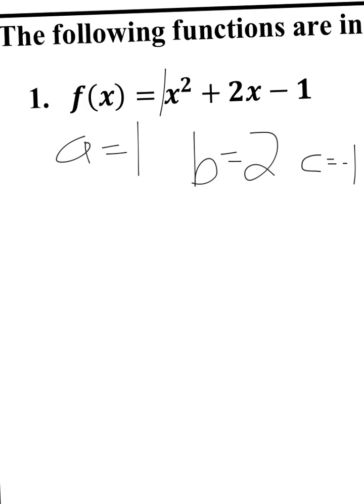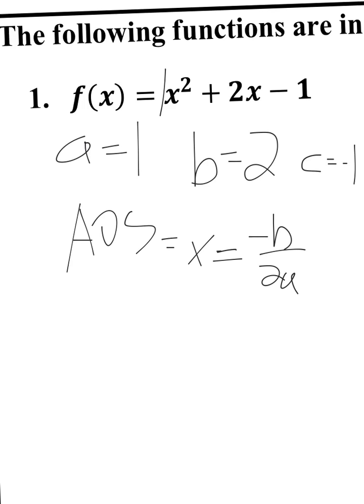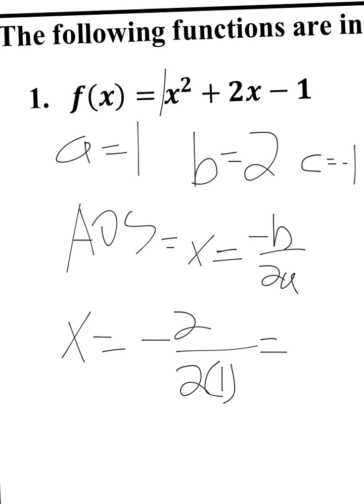My formula for the axis of symmetry is x equals negative b over 2a. So I'm going to say x equals negative 2 over 2 times 1. You can use your calculator, you can type it in just like that, but negative 2 over 2 times 1 is negative 1. So x equals negative 1 is my axis of symmetry.